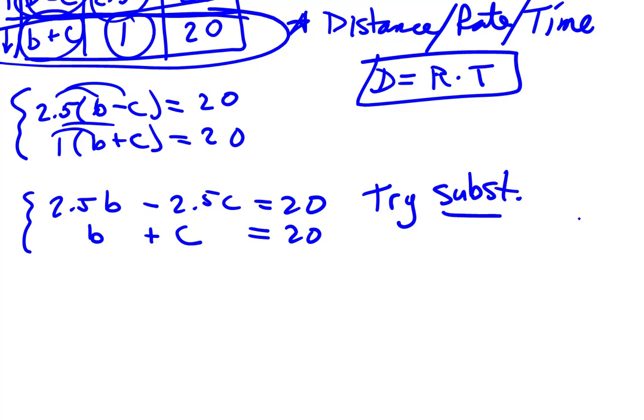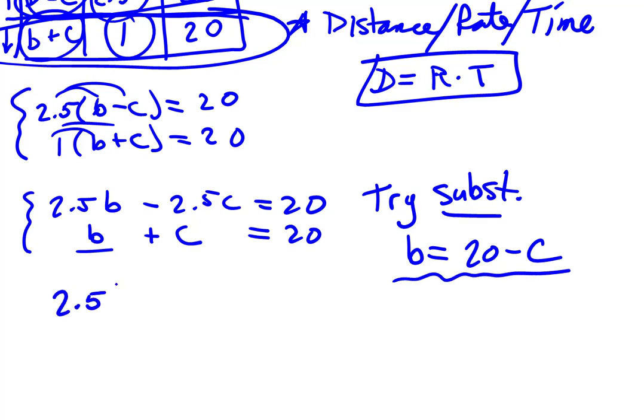Again, the reason we're picking it is because the second equation almost has a variable alone, and that's the first step in substitution. So if I solve for b in that second equation, I could subtract c from both sides. I'd have b equals 20 minus c. If that's the case, I'll substitute that expression for b into the other equation, which would then read 2.5 times b, but b now is really 20 minus c, minus 2.5c, just keeping with how that equation is, equals 20.